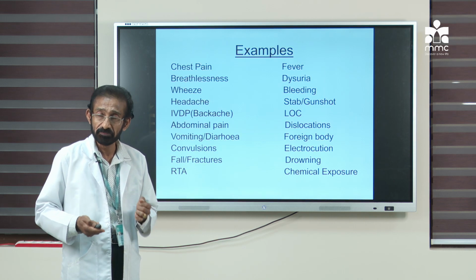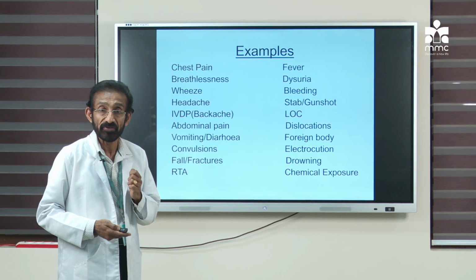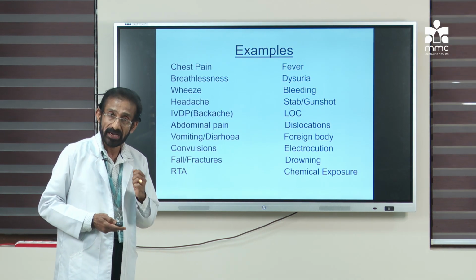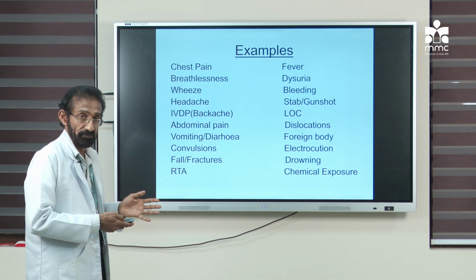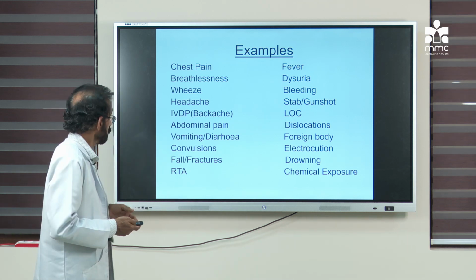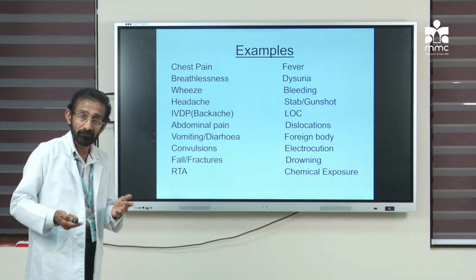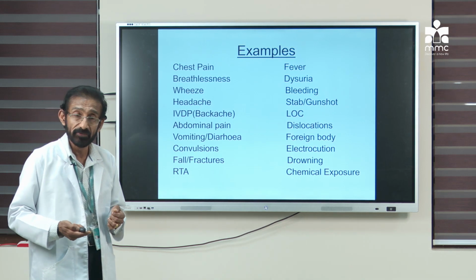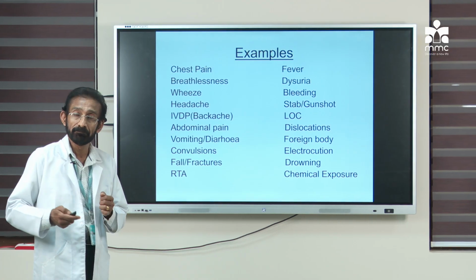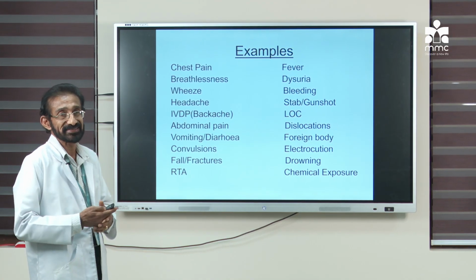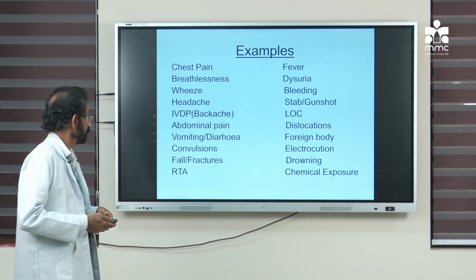Headache. Headache may be a simple headache. It could be due to hypertension. It could be due to a rupture of an intracranial aneurysm. It could be due to a hypertensive crisis leading on to headache. There are so many things. An IVDP can lead on to a backache. It could be of acute excruciating pain. An abdominal pain. It could be a simple abdominal pain like a gastritis. It could be even a peritonitis. It could be a pancreatitis. There are so many reasons. It could be a perforation. Could be an acute appendicitis, a perinephric abscess coming with abdominal pain, back pain.